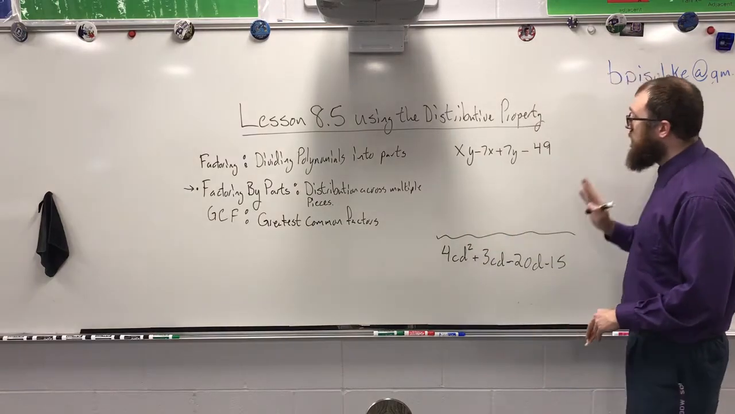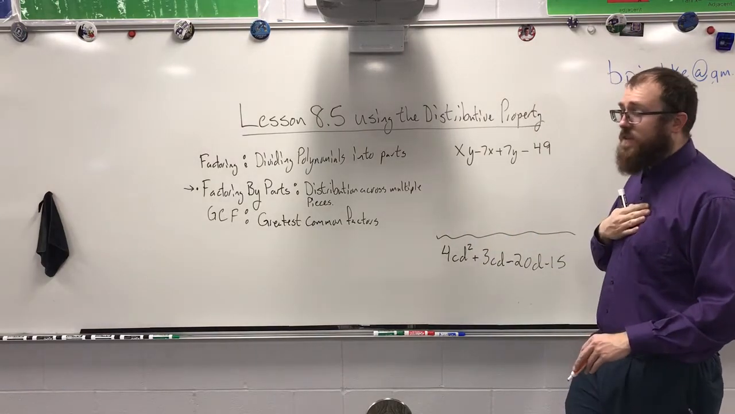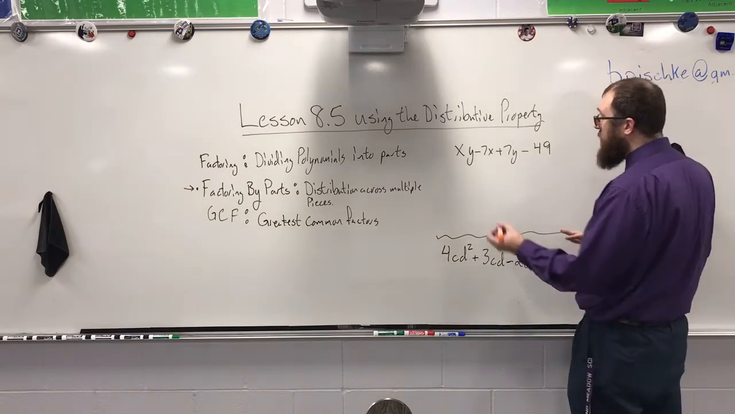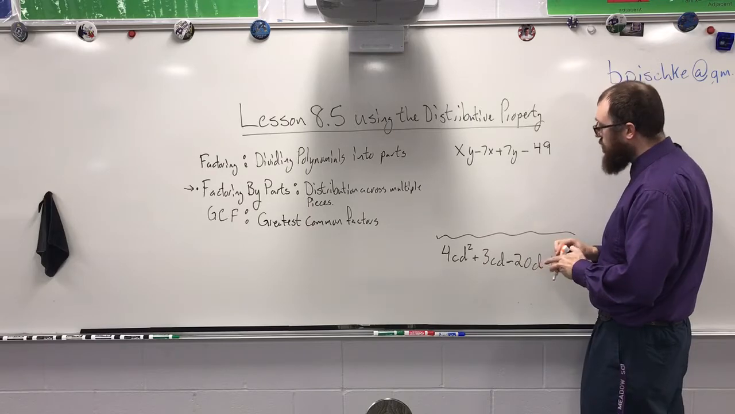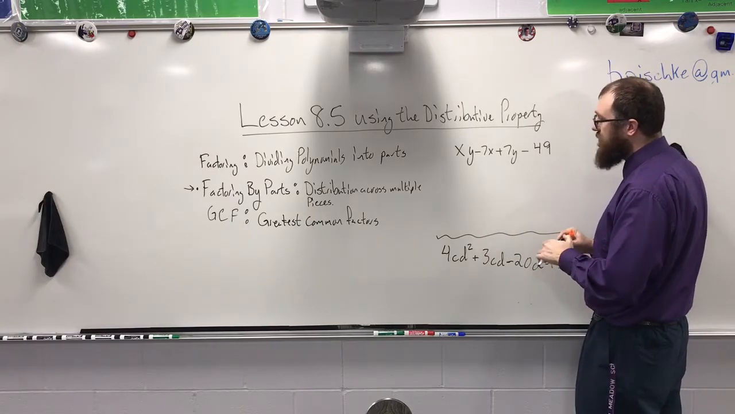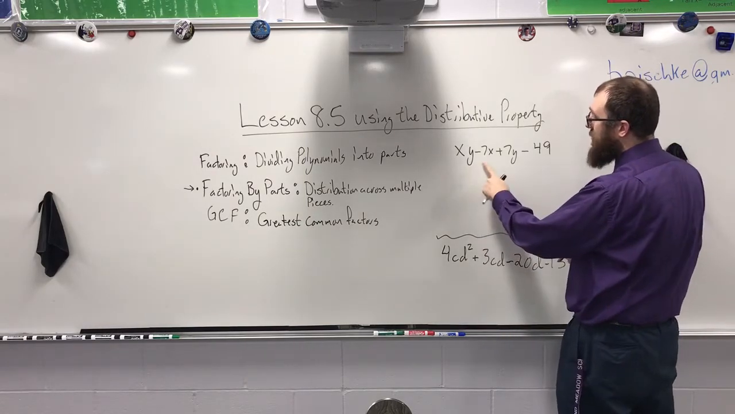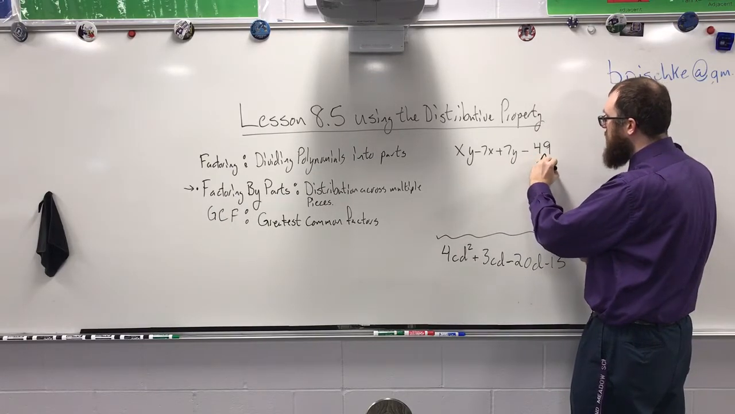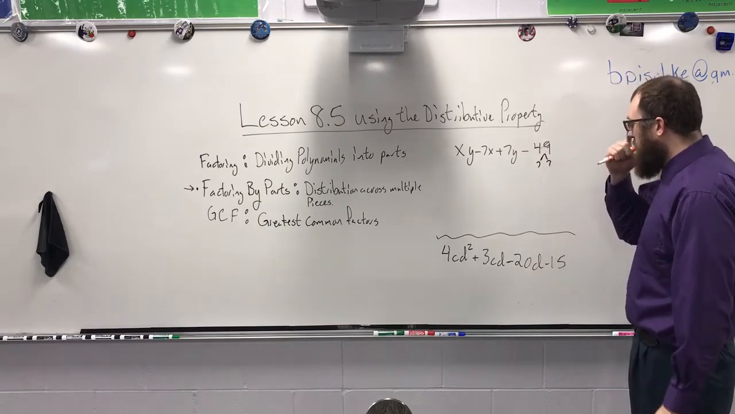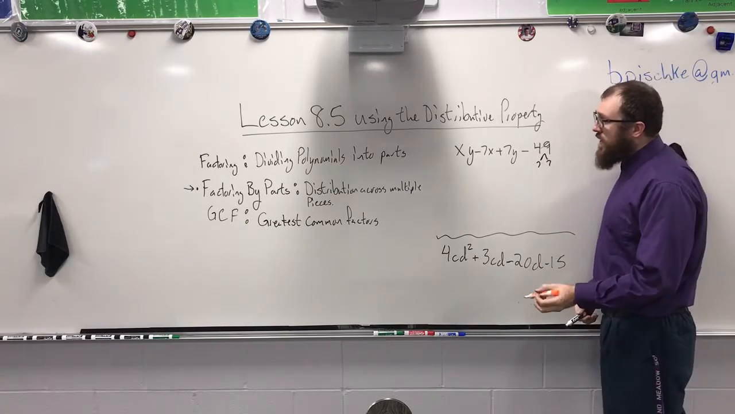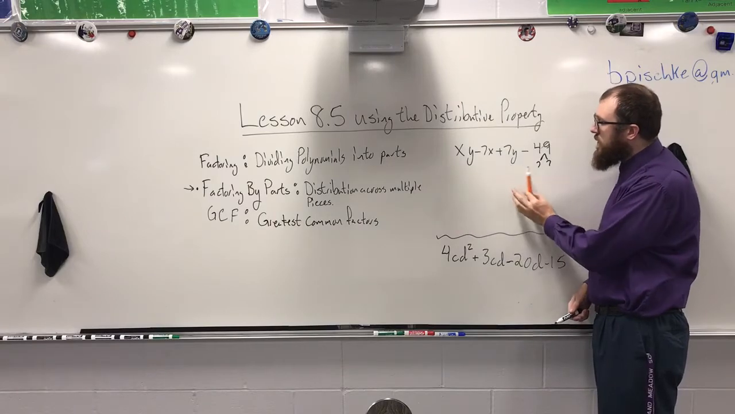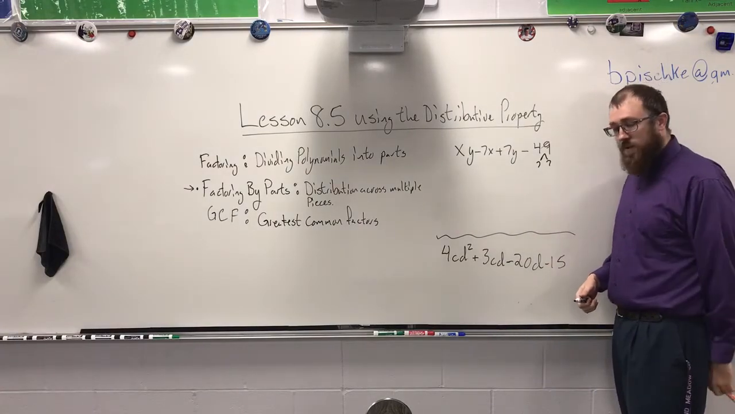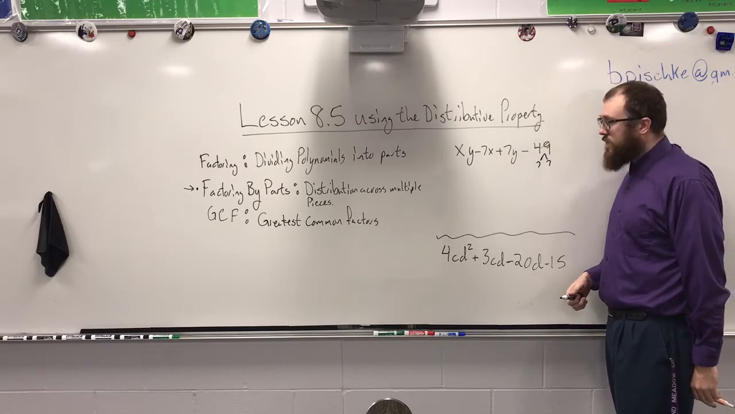The other key that tips Mr. P off that this is going to be a factoring by parts question is that there are no pieces in common when you look at the factors of this. So xy is already factored, 7x is already factored, 7y is already factored, 49 becomes 7 times 7. There are no common factors between all 4 pieces. That's the other tip-off that tells me that this problem is factoring by parts.